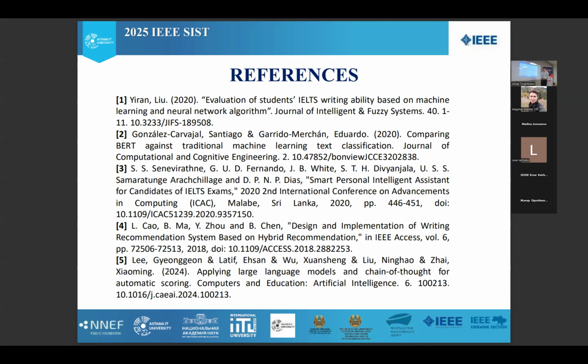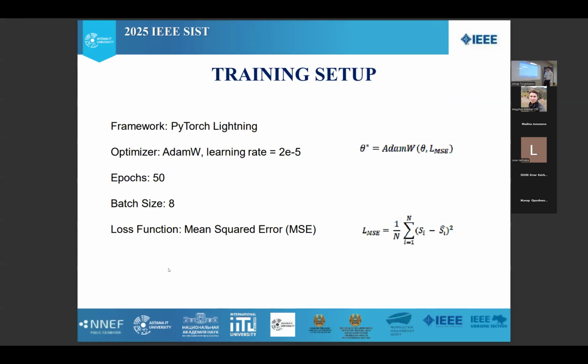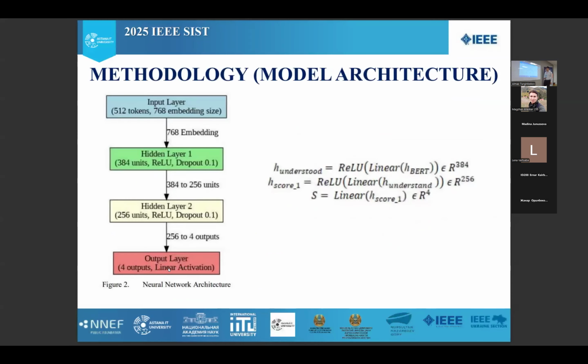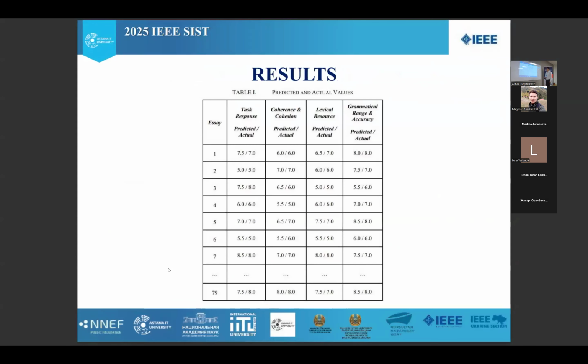So I have a question. What is the difference between cohesion and coherence? And who annotated your dataset from Kaggle? Were they valuable teachers, or maybe experts in this field?